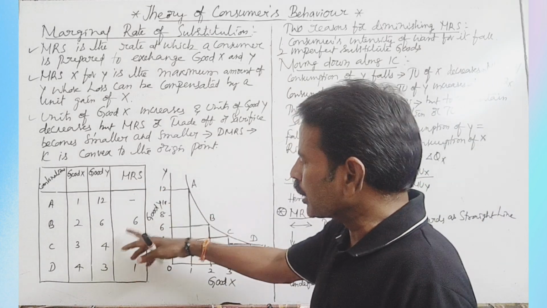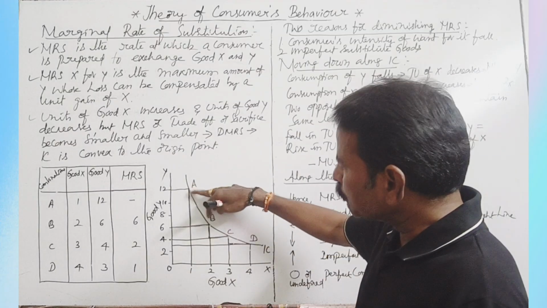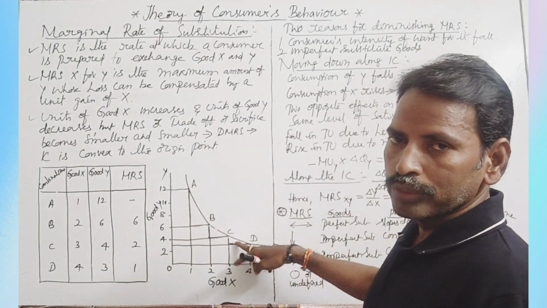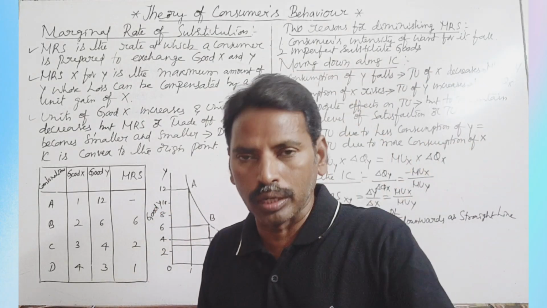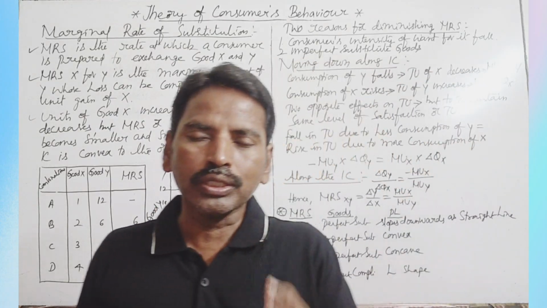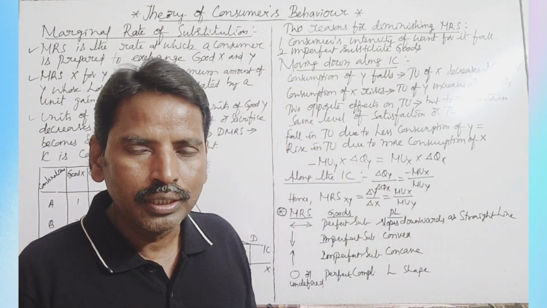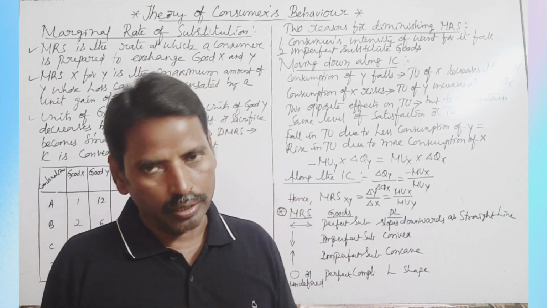As long as we substitute, MRS decreases. So here if you observe 6, 2, 1, 6 to 1, it becomes smaller and smaller. When we exchange one good for another, MRS is decreasing and becomes smaller and smaller.